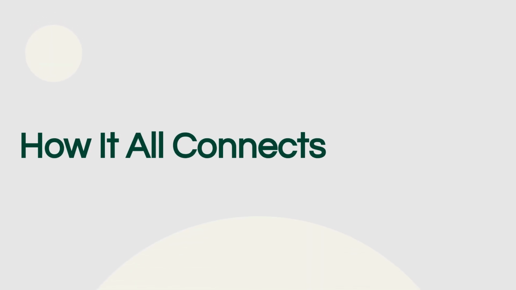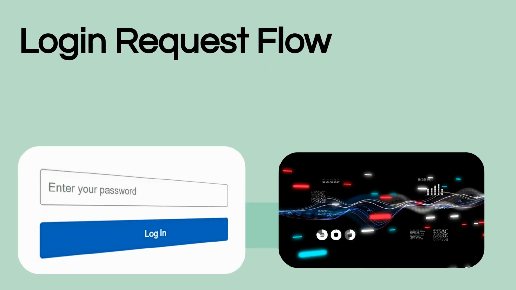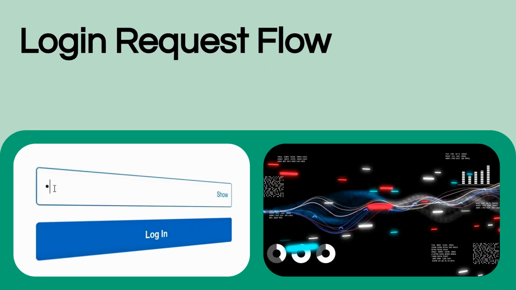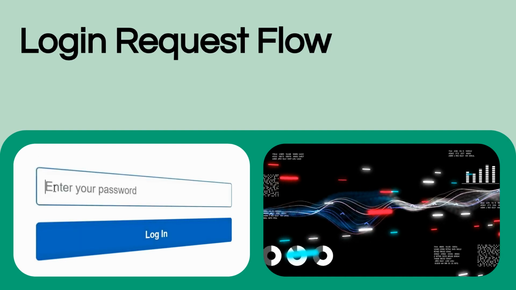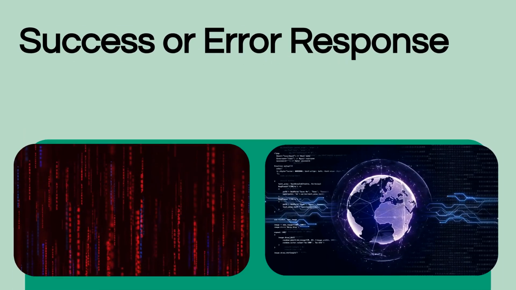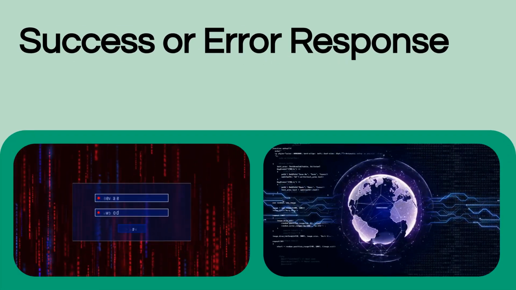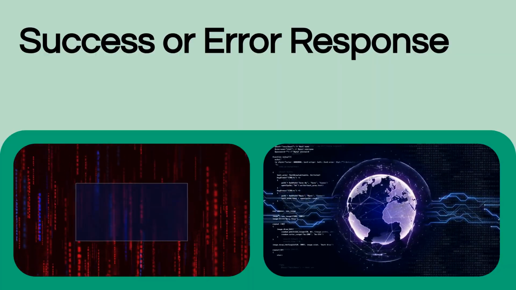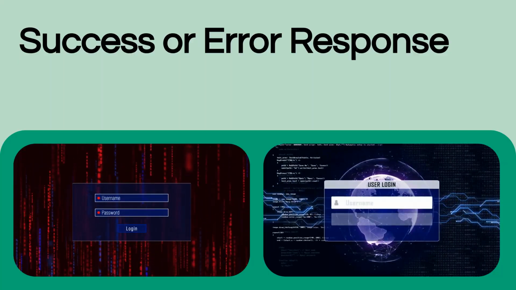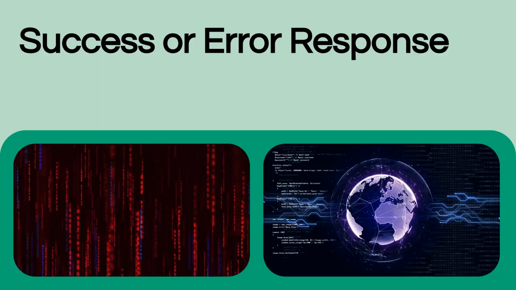Now let's look at how these 3 pieces work together in a seamless workflow, specifically when you try to log in. First, you enter your email and password. The front end sends that request to the backend. The backend immediately checks that data against the database. If the data is correct, the backend sends a success response. If it's wrong, it sends an error response. All this happens in milliseconds, and you never see it, but without the backend, nothing works.